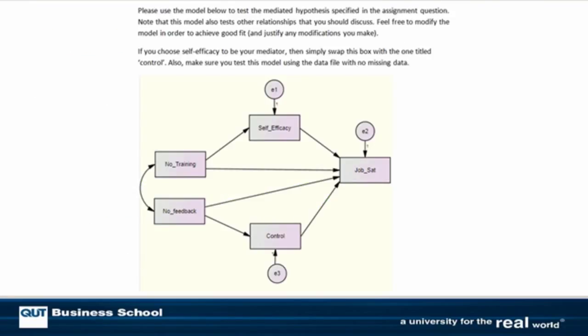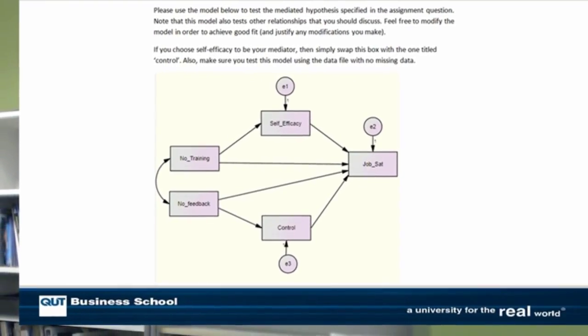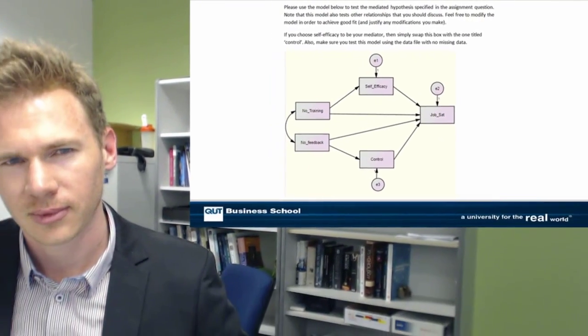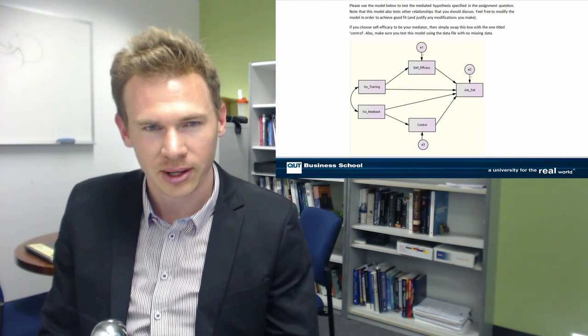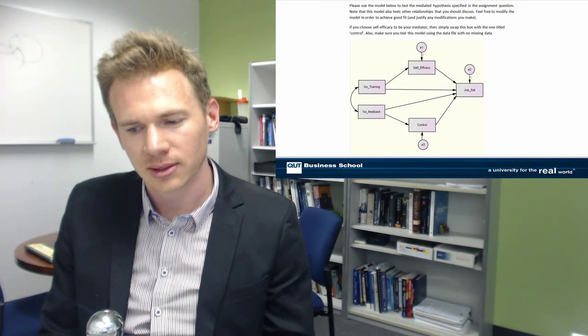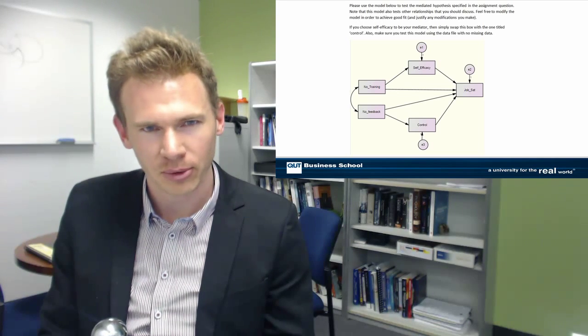Now, one of the issues with this is that in order to test a model using path analysis, you need to have sufficient degrees of freedom. Because if you don't have sufficient degrees of freedom, you can't actually assess fit. And fit is a fundamental part of testing models in path analysis. Now, to test for your indirect effect using AMOS or using path analysis, we need to actually have sufficient degrees of freedom in the model.